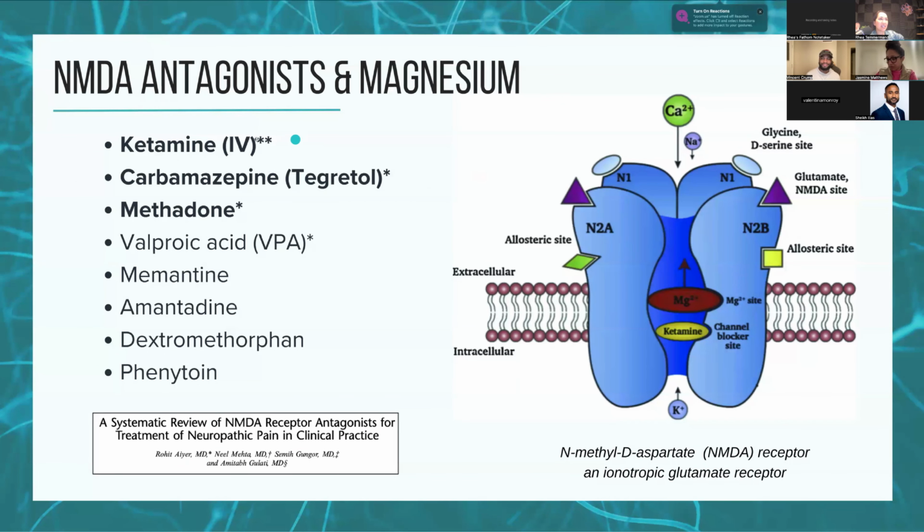Magnesium is something that we give as well to treat pain. It has several different mechanisms, but one of the mechanisms is that it blocks the pore of the NMDA receptor. So that's one of the ways that magnesium works.